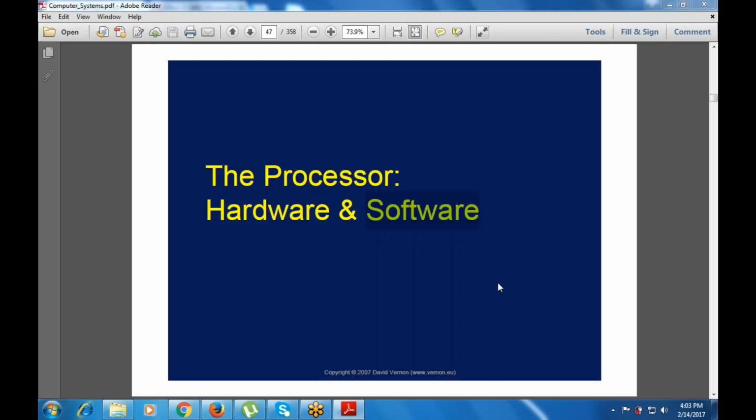Today's topic is the processor. In the last class we finished with the input, the output, and the storage, and the last part left over is known as the processor. Now the processor contains two parts, one is the hardware, one is the software.